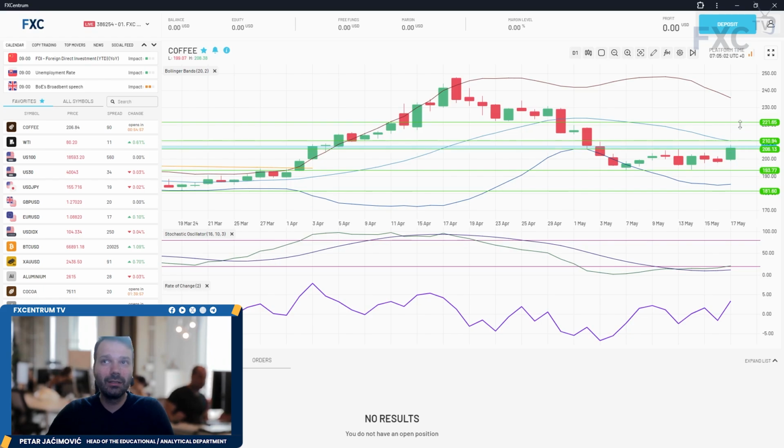If market can break and hold above, then there will be a chance for even 221.65 to be in play, or even 231, which is the upper Bollinger Band.